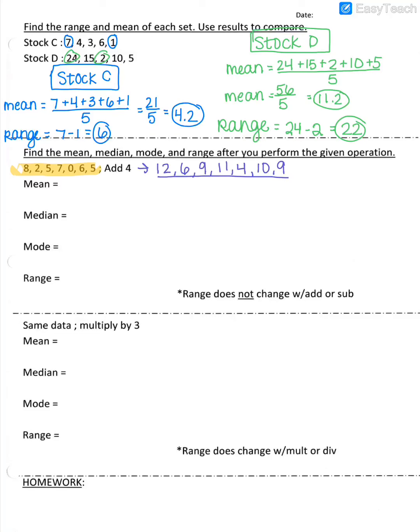All right, so we get 61. We're going to divide that by 7. And we get 8.7. So there is our mean.